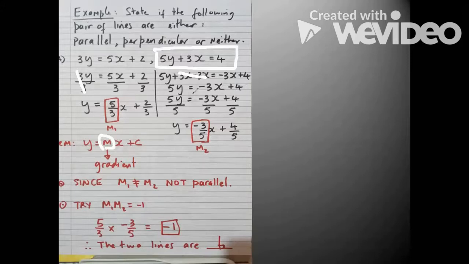But still, it's not in the form of y equals mx plus c. So we still have to divide everything by 5. And when we divide by 5, that goes. So we end up with -3 over 5 x plus 4 over 5. So the second gradient is -3 over 5.